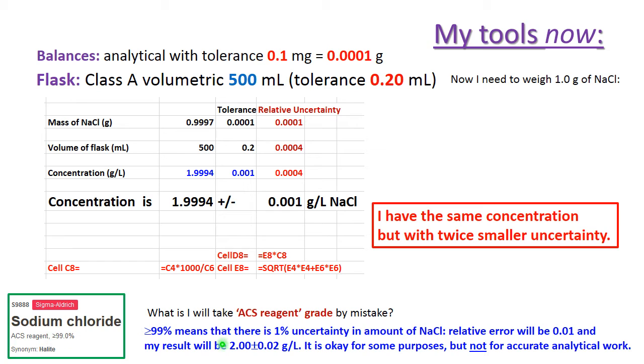99% here means that there is 1% uncertainty in the amount of sodium chloride. It doesn't mean you have 99%, you still have 100%, but you do not know how much impurities you have. So relative error will be 1% or 0.01, and my result will now be 2 plus or minus 0.002, so 1% of my value. Well, for some purposes that's okay, but it is not good enough for accurate analytical work.